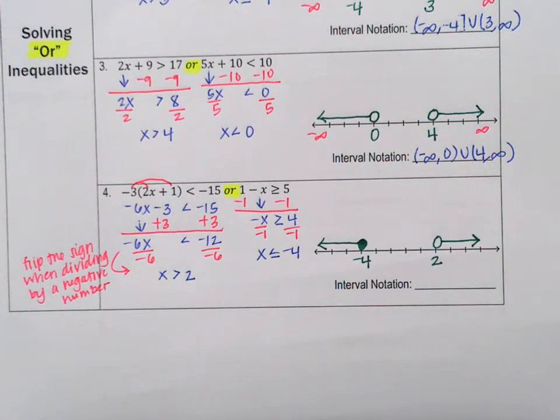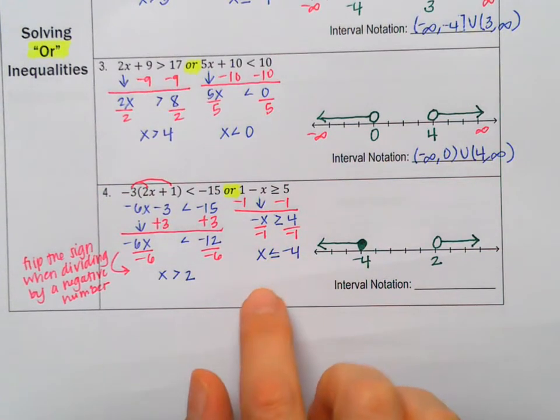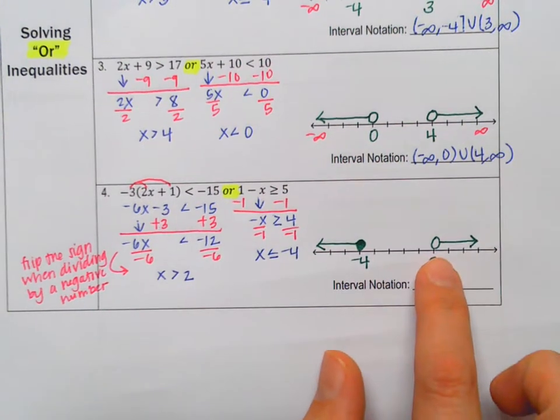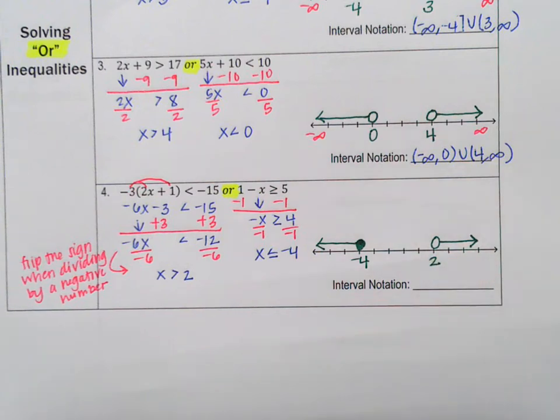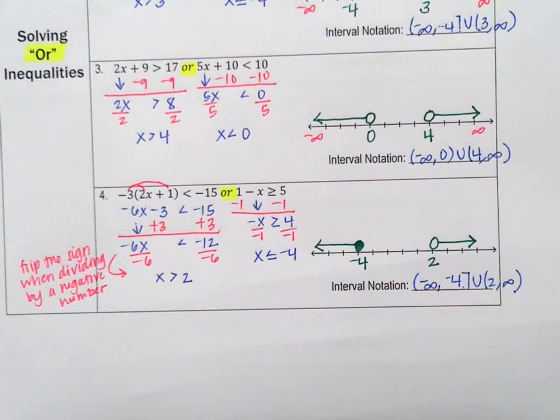So I just graphed mine. We have a closed circle at -4 because it's less than or equal to. Because of that or equal to, we always do a closed circle. And then x is greater than 2 is an open circle going in the positive direction. So now try writing it in interval notation on your own and then come back and check your work. Pause me here, try writing your own interval notation and then come back to check your work.